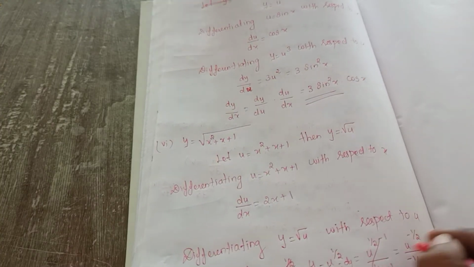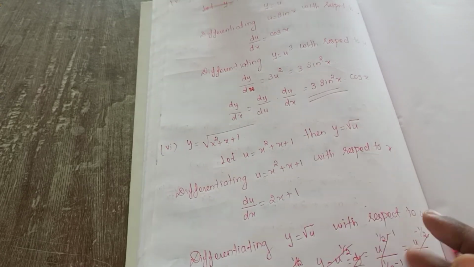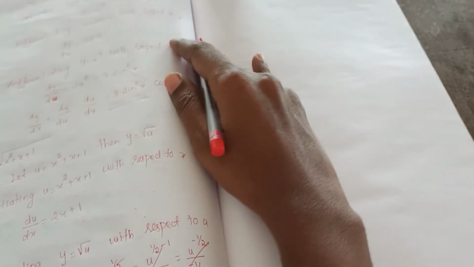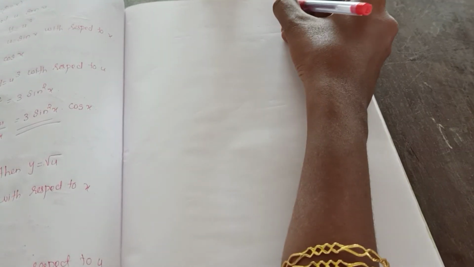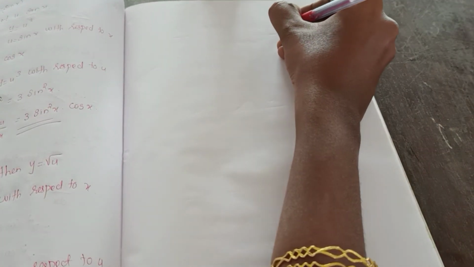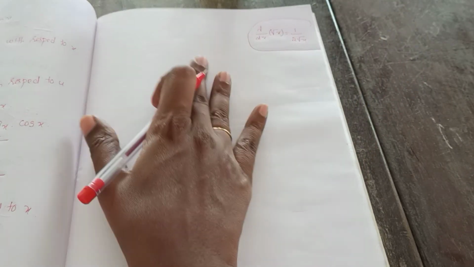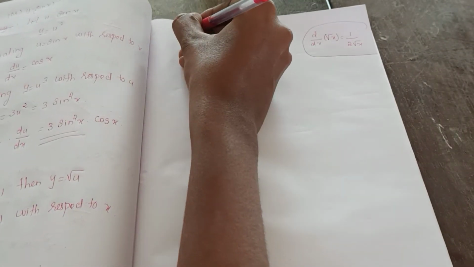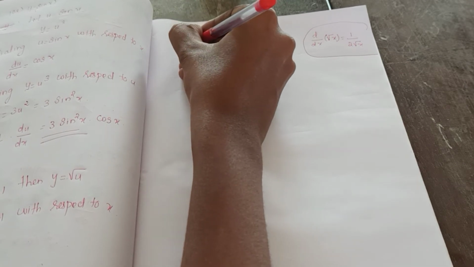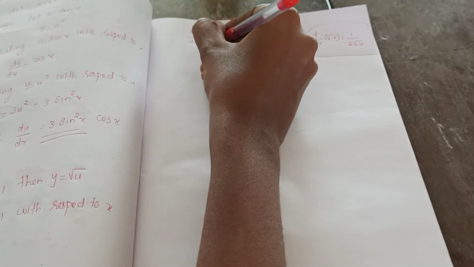Sorry children, this formula we won't use, we have another formula. Okay, sorry, so that one no need. So y is equal to root u, we have one formula. Okay, so d by dx of root x is equal to 1 by 2 root x. This formula we will use here. So root u, is it right? So what will you get? Dy by du equal to 1 by 2 root u.